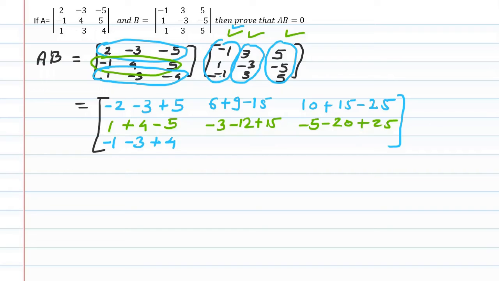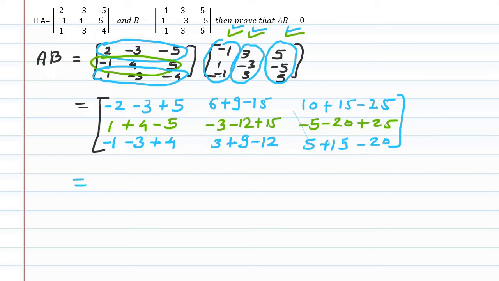Now, the third row with the second column: 1 into 3 is 3, -3 into -3, minus minus plus, 9, and -4 into 3, 4 3s are 12, so -12. And now the third row with the third column: 1 into 5 will be 5, -3 into -5, minus minus plus, 5 3s are 15, then -4 into 5 will be -20.